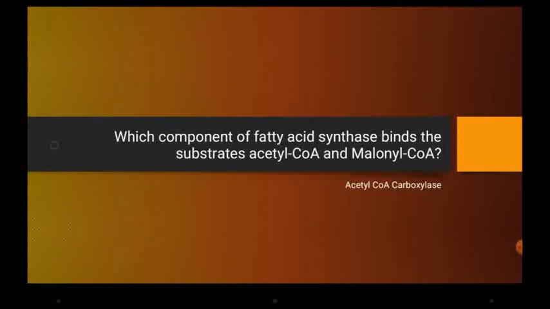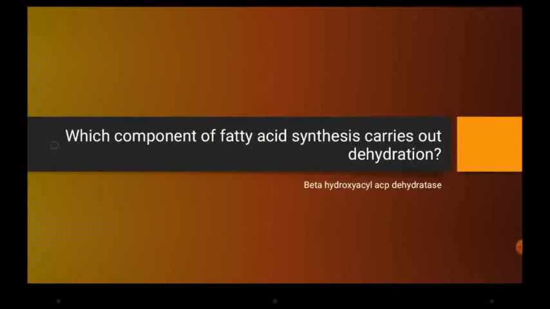The next question again: which component of fatty acid synthesis carries out dehydration? Well, water is lost or released in the reaction involving 3-hydroxyacyl-ACP to enoyl-ACP by the enzyme beta-hydroxyacyl dehydratase, and that's the enzyme which carries out dehydration.